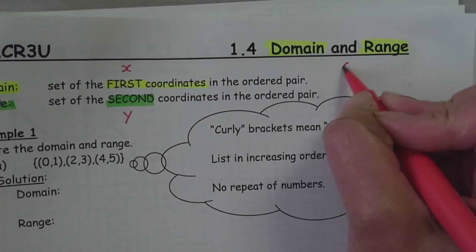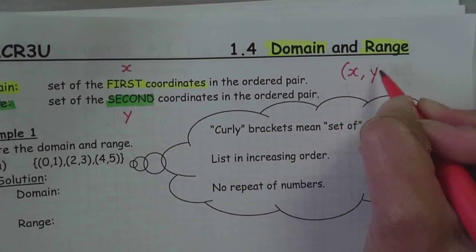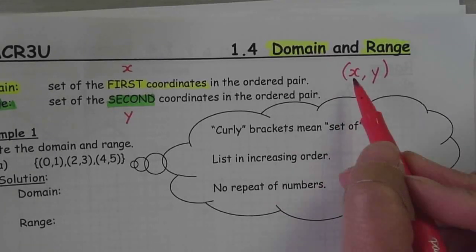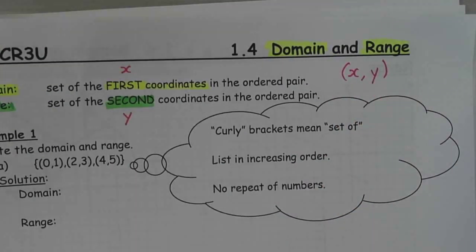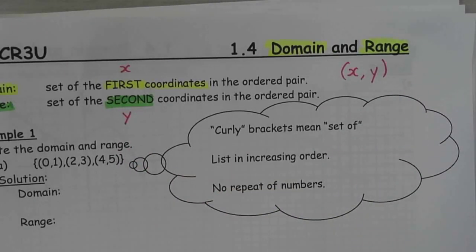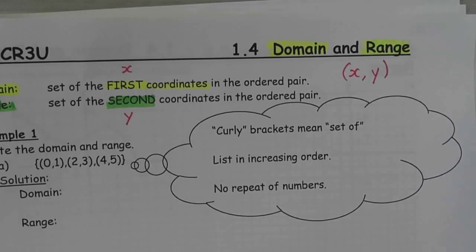And whatever that ordered pair is, it looks like this, X, Y. Okay, so if it was profit and time, it might be T and P, something like that. So you're going to have different things. Now, that's why they call it first and second. Okay, so that's why, if you're wondering why it's not just X and Y.